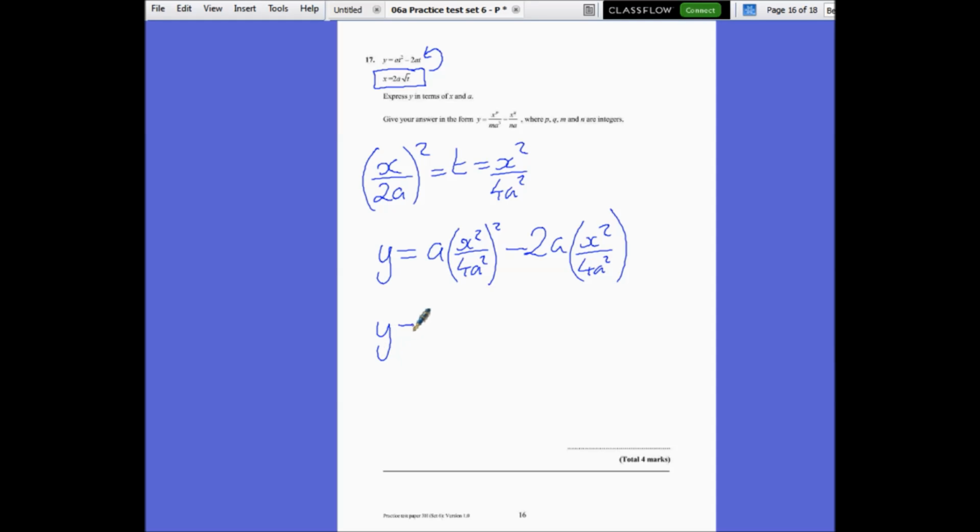If we work that through, we have y equals A, x squared squared will be x to the power of 4, 4 squared would be 16, and A squared squared would be A to the power of 4. Take that away from 2A over x squared over 4A squared. We can now do a little bit of simplifying, so that A would cancel one of those and that would become a 3. That A would cancel with one of those A's, and that 2 will cancel with that and it becomes a half. So altogether that would simplify to 3x to the power of 4 over 16, take away x squared over 2A.